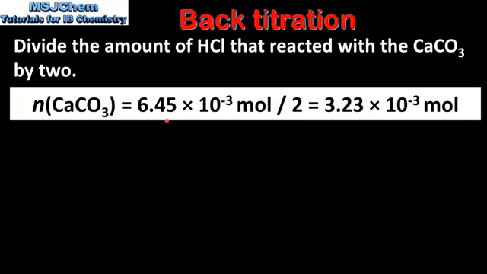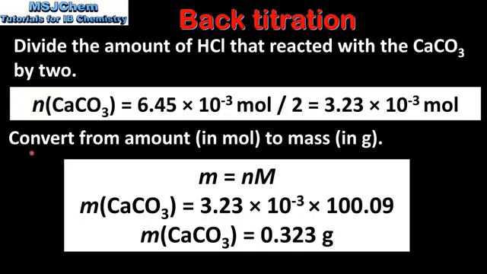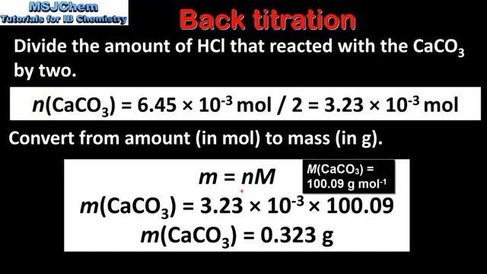So the amount of hydrochloric acid that reacted with the calcium carbonate is 6.45 × 10⁻³, which we then divide by 2, which gives us 3.23 × 10⁻³ moles. The final step is to convert from amount in moles to mass in grams. So we use the equation mass equals amount in moles multiplied by molar mass. When we multiply these two together, we get a mass of calcium carbonate in the eggshell of 0.323 grams.